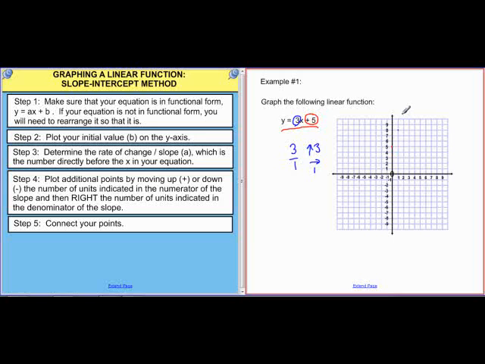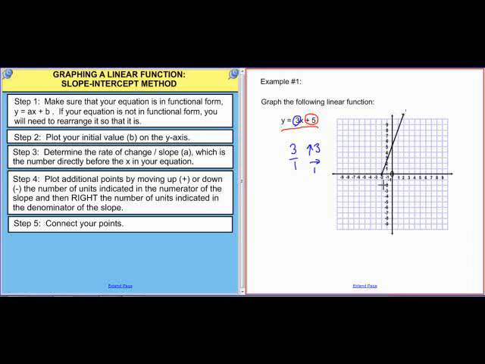Oh, we're actually kind of off the graph there. If we went 1 to the left, which we could do as well, in that case we would go down 3. So we can get a couple more points there. 1 to the left and down 3. And then after we've got several points on there, we're just going to connect our points. So I'm going to grab a line here and connect our dots.